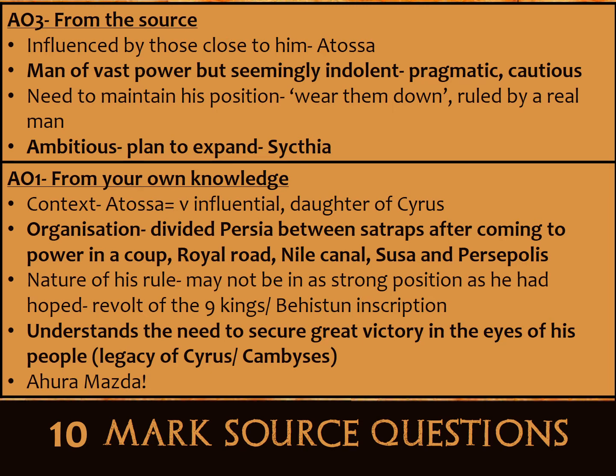The next thing I've put on would tie in nicely with that second source point about him being pragmatic and cautious. One thing that's not mentioned in the source is the fact that Darius is very keen on the organisation of the empire. He takes this vast superpower that seemingly is in a bit of chaos. Now that's just not down to the craziness that happened before he became king.